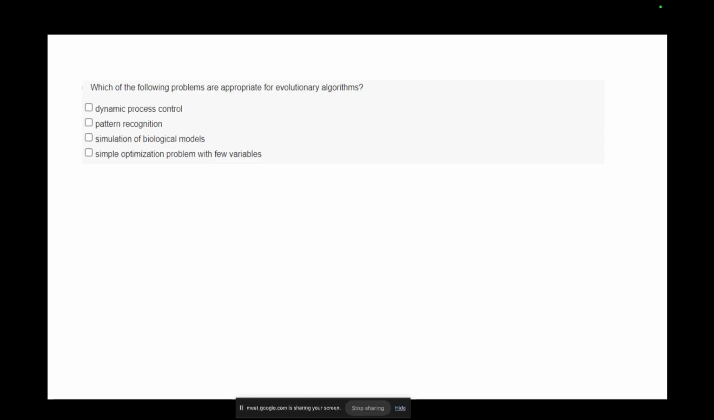I think the first three. Just a second. Okay, yeah, that's correct.